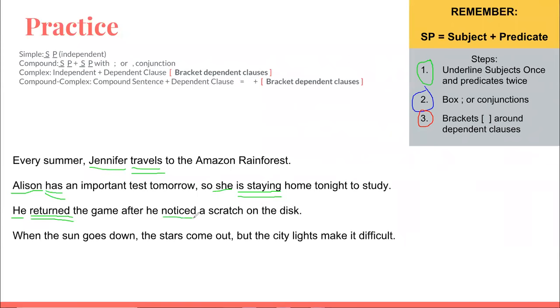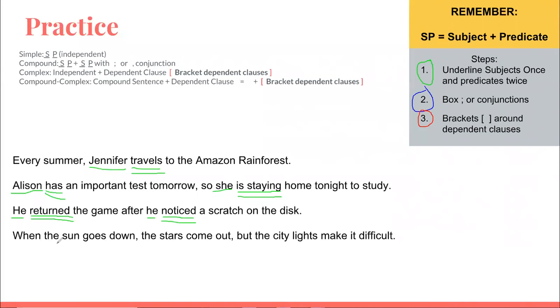He returned the game after he noticed a scratch on the disc. We got noticed. That's something someone does. You notice something. And who noticed it? He did. This isn't saying that they're scratching. It's the scratch that's actually on the disc. And if you can put the word the in front of a word, and it makes sense, that means it's a noun. That's a little tricky help there too.